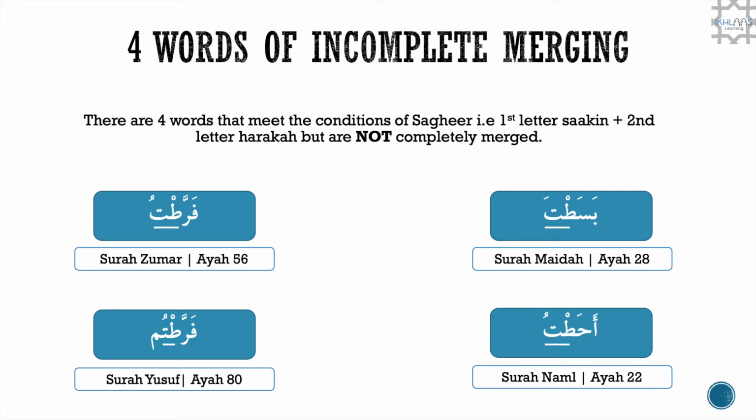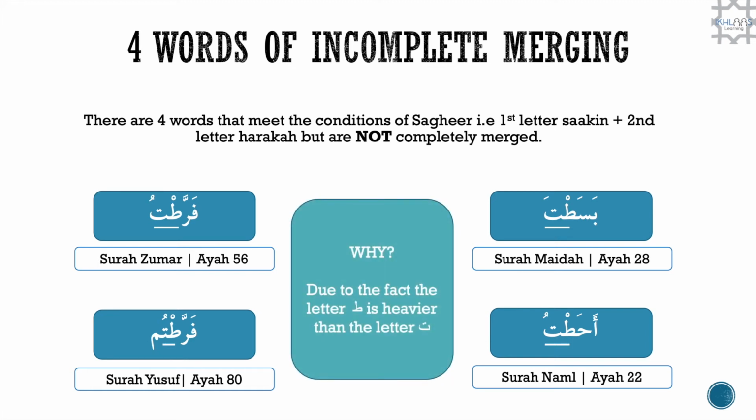80. Now what is the reason for this? It is due to the fact that the letter ta is heavier than the letter ta, so we need to give that letter its thickness. As you can see, we don't do the qalqala, even though the letter ta is part of qalqala, and you will also notice that the second letter does not have a shadda. So that is why it is incomplete merging.